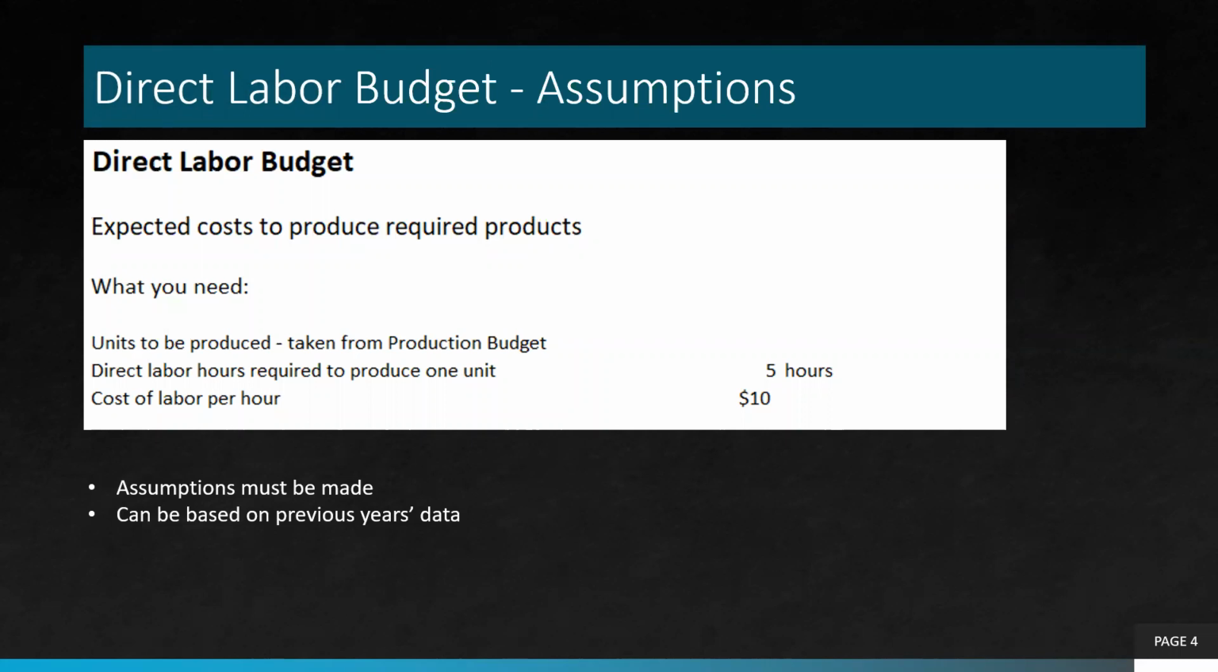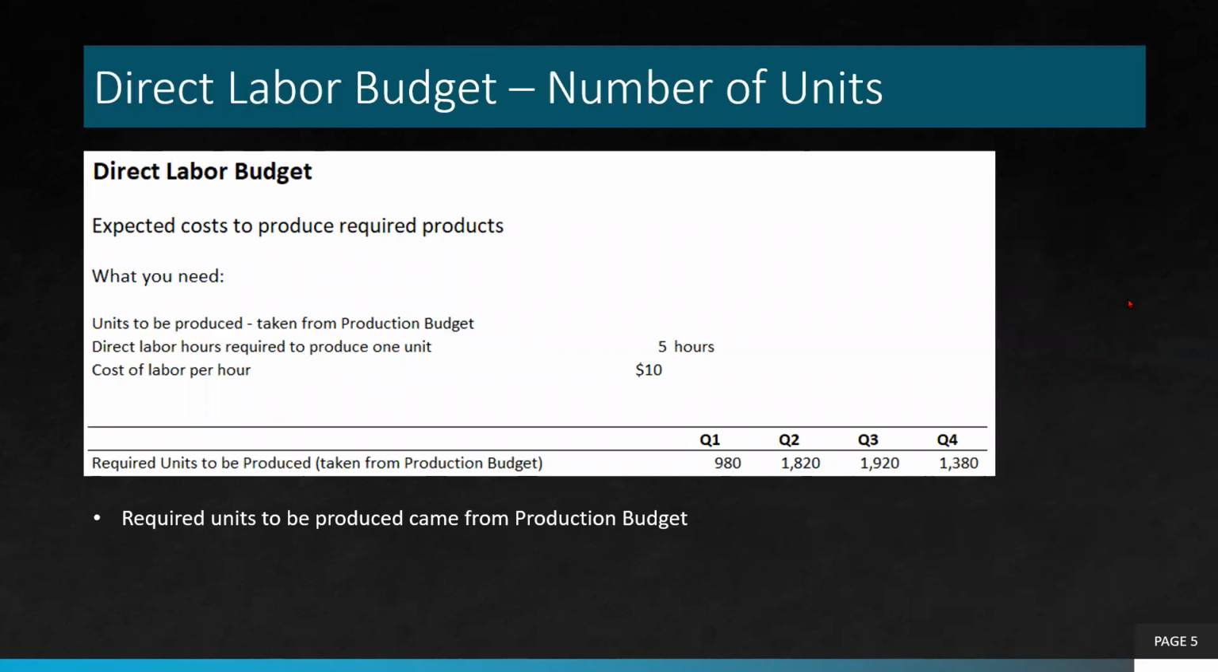So for the direct labor costs, our assumptions are that it is going to take us 5 hours to produce a unit of whatever it is that we are selling, and our cost of labor is $10 per hour. So to begin with the direct labor budget, we need to go back to our production budget and ask, how many units do we need to produce? If you recall these numbers, these are taken from the production budget that we worked on earlier, and this took into consideration the beginning inventory and the ending inventory.